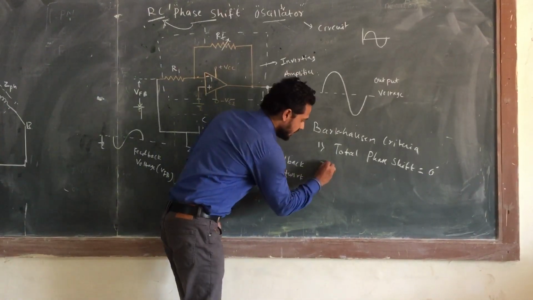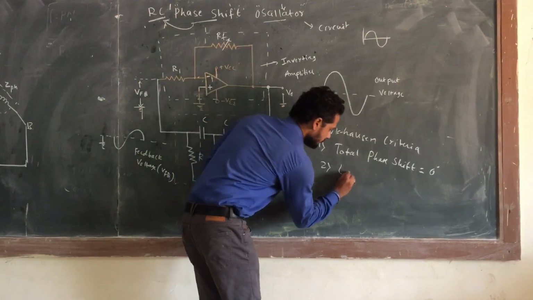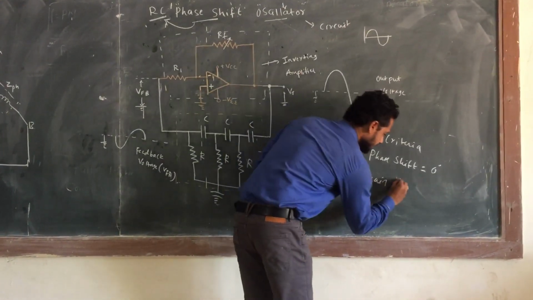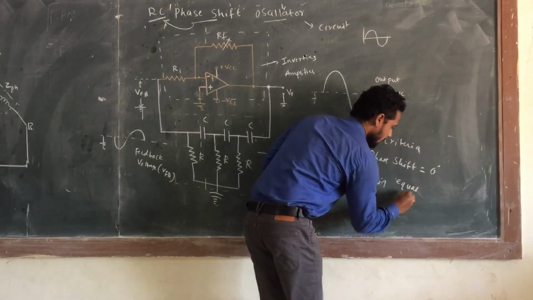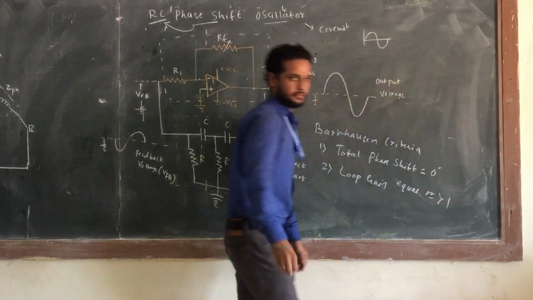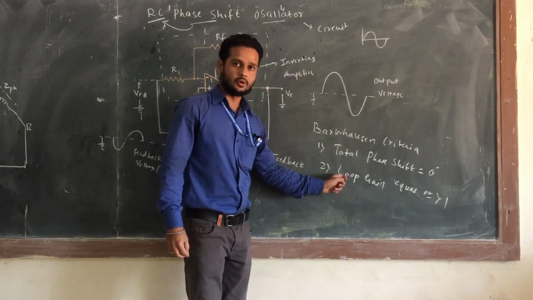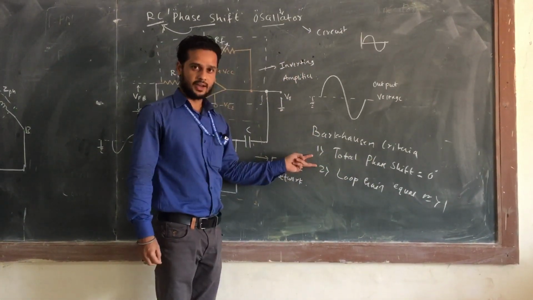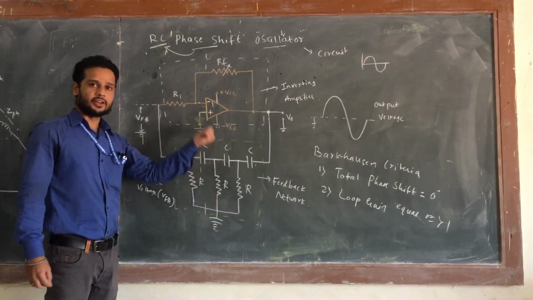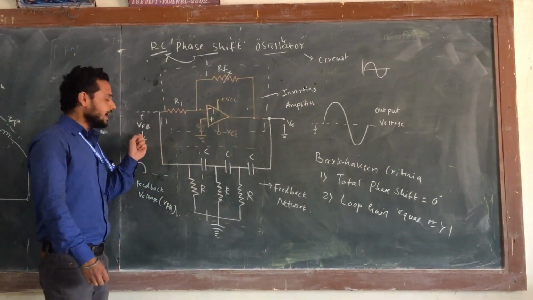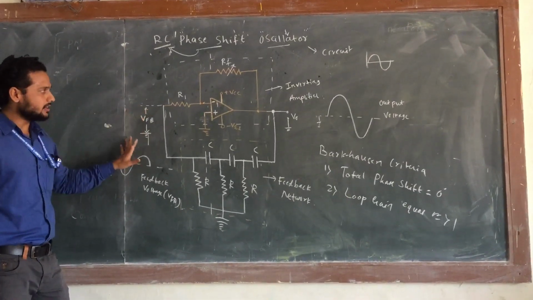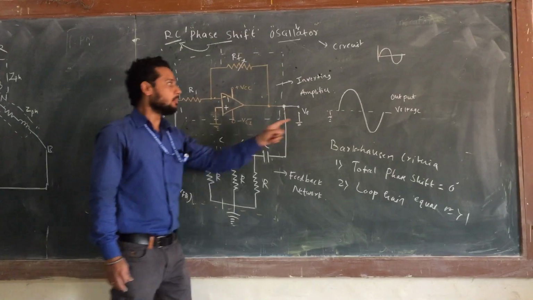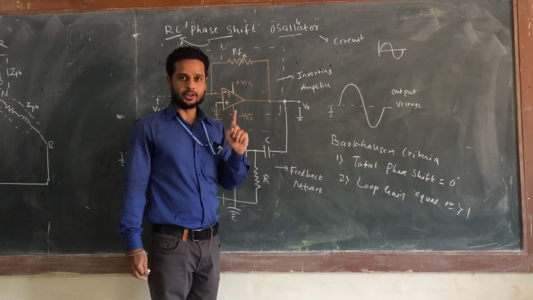The second condition is that the loop gain around the circuit must be equal to or greater than 1. If these two conditions are satisfied by making use of this kind of configuration, then without applying any input, so you can observe here there is no input to the whole circuit, you are capable of producing the output having one particular frequency.